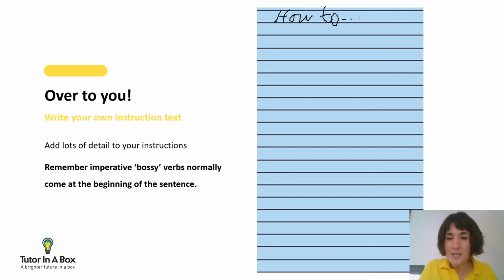Okay, add lots of detail to your instructions. It's really important that you give the person who's going to be reading your instructions enough detail so they can carry it out, so they can do it as you think it needs to be done. And remember, imperative or bossy verbs normally come at the beginning of the sentence. Okay, so you will number your instructions and think about using your imperative or bossy verbs at the beginning of your sentence, and when you've finished, you could even go through and highlight all the bossy or imperative verbs you've used in your writing. So enjoy.